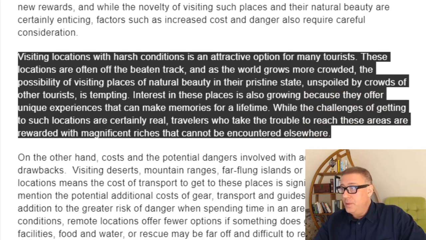Okay, so I'm going to expect to talk about advantages and disadvantages. Visiting locations with harsh conditions is an attractive option for many tourists. Topic sentence, I'm going to talk about the advantages. These locations are often off the beaten track, and as the world grows more crowded, the possibility of visiting places of natural beauty in their pristine state, unspoiled by crowds of other tourists, is tempting. So there's one, natural beauty. Visiting a place that's beautiful isn't crowded. So there's my first advantage.